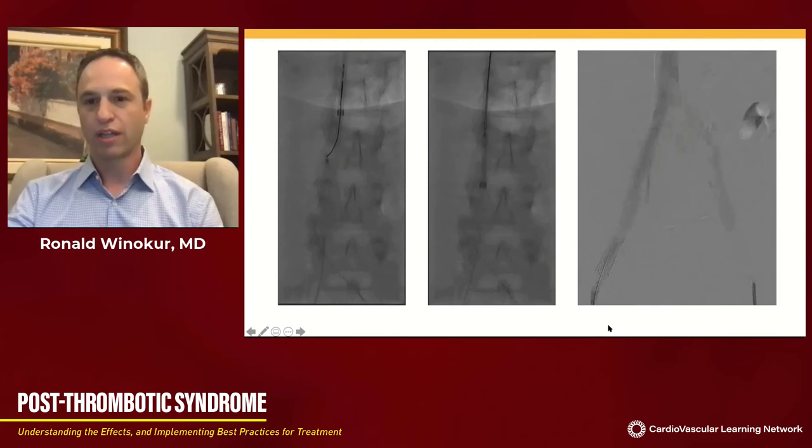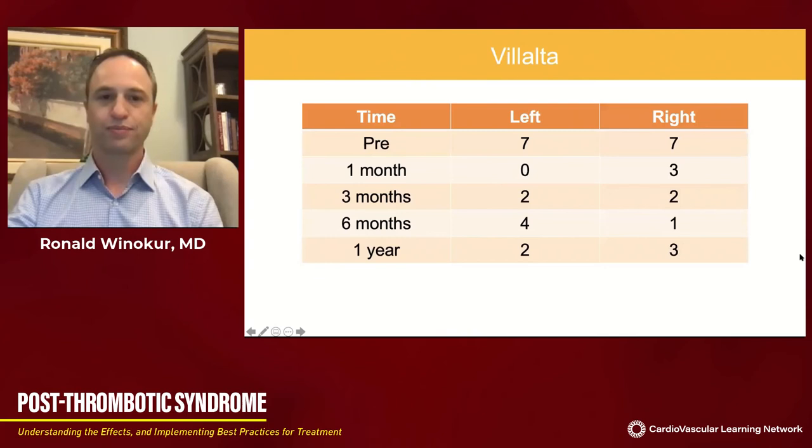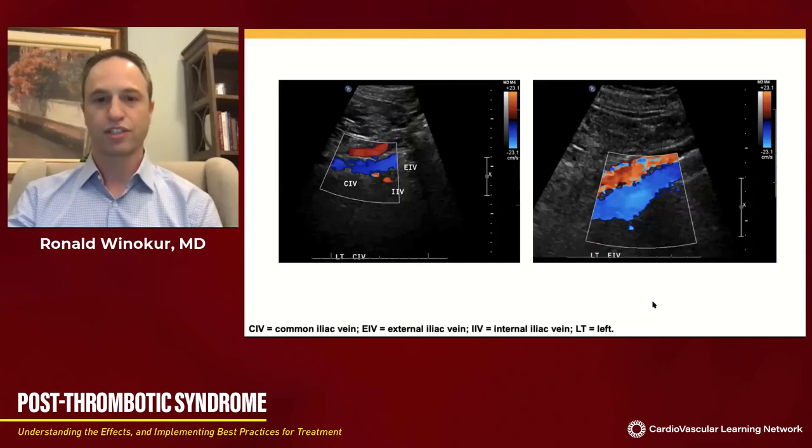So, IVC stent, kissing common iliac stents, extending all the way down to the common femoral veins, creating adequate flow through that area. And here's her VEINES/Velalta score post-procedure. Pre, she was a 7 on both legs. You can see immediate improvement in scores that persisted for a year after intervention.